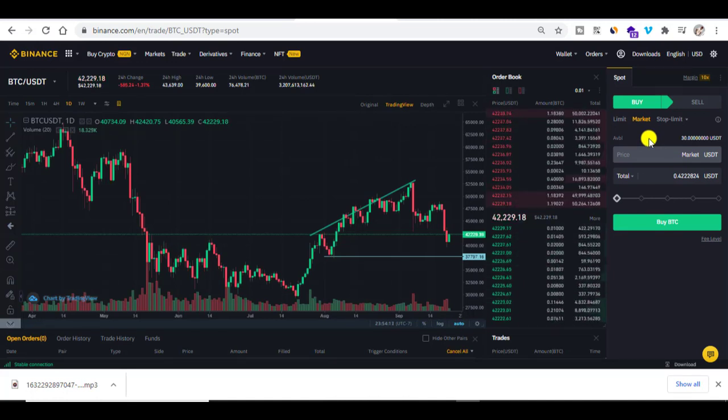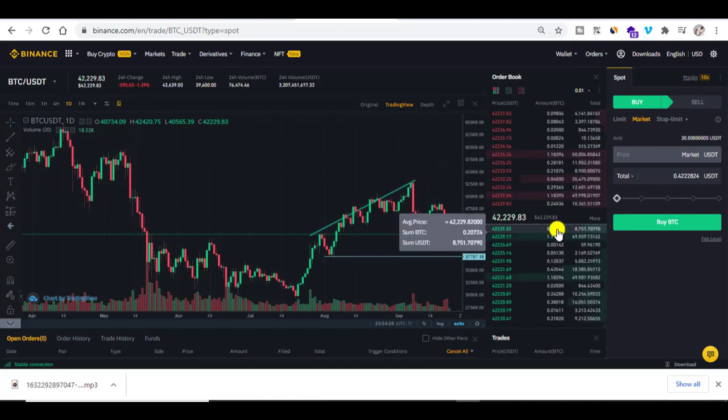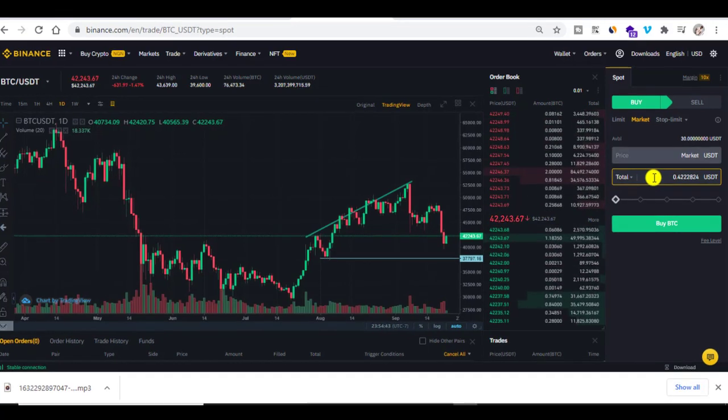What exactly does this mean? This means that your buy or sell order will be executed instantly at the best available price in pending orders in the order book that have previously been placed by other traders, allowing you to buy or sell at the current market price with the help of a market order. Okay, let's try a market order and see how it goes.